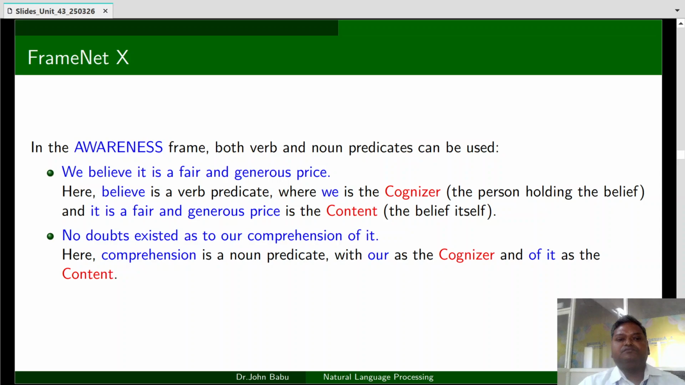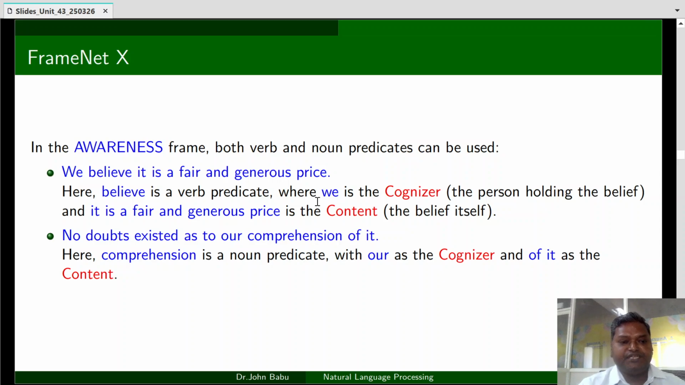For example, the awareness frame. Just like the commercial transaction frame, we have the awareness frame. For example, the sentence, we believe it is a fair and generous price. The word believe, that predicate, will invoke the awareness frame. Here, who is believing? We. We believe. That is the cognizer, the person holding the belief. And what is he believing? That it is a fair and generous price. That is the content. These are the different roles that are being played.